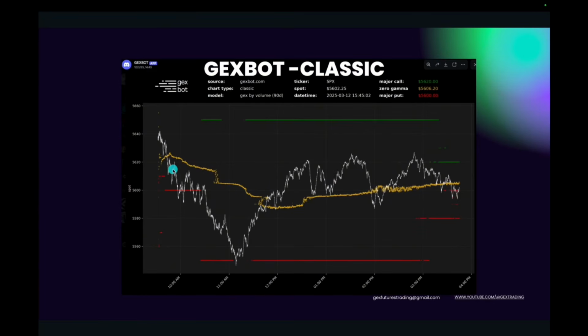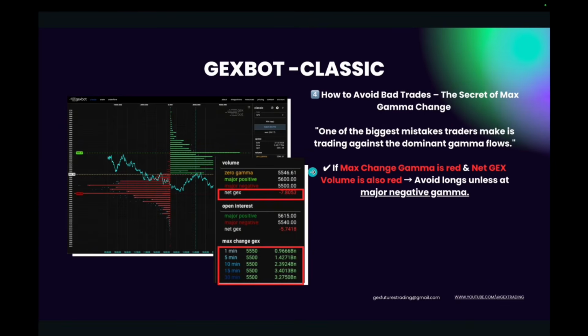So how can you avoid that? Well, if we are below zero gamma, you don't take longs unless we reach the major negative gamma. If you are above the zero gamma and you have a positive regime, which I'm going to show you how to read, you don't take shorts. The market may go down and down, but your probability is low. So how can you avoid bad trades?